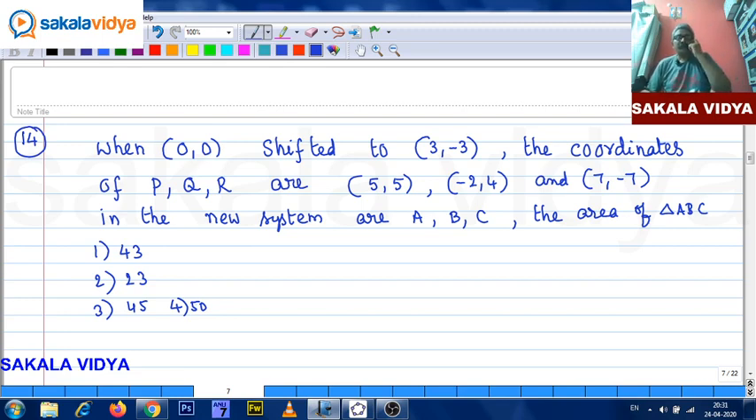So now if you read carefully, we will get an idea. Even I didn't get the clarity about this problem, so please let me read out the question first of all. When 0 comma 0 is shifted to 3 comma minus 3, the coordinates of P comma Q comma R, 5 comma 5, minus 2 comma 4 and 7 comma minus 7 in the new system are A comma B comma C. That means the coordinates of P, Q, R become capital A, B, C, with the origin shifted to 3 comma minus 3. Then the area of triangle ABC you need to find out.